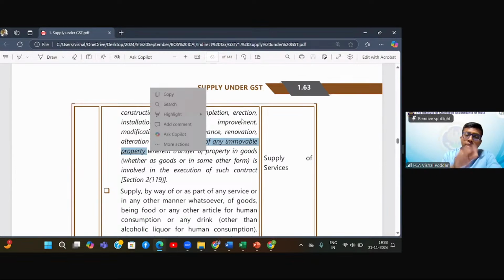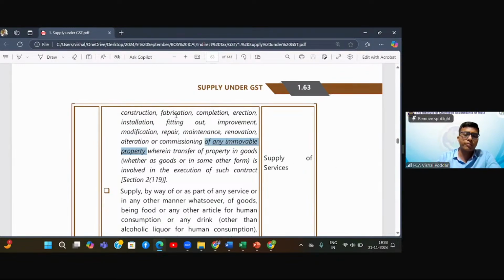Maybe in doing this repair, renovation, construction, you are using goods like you use cement, you use steel, you use paint. That is okay. But what is the end result? It is immovable property. In that particular case, this contract is called as a works contract. Now, how is it composite? It is involving so many different types of goods, plus it is involving labor, that is service. All together leads to this immovable property, construction, installation, improvement, etc. We consider it as one, that is supply of works contract service.